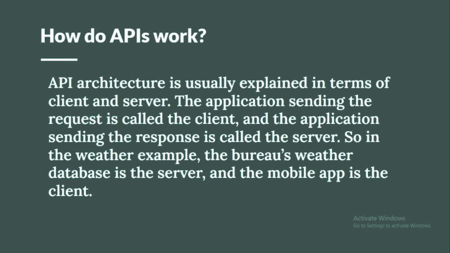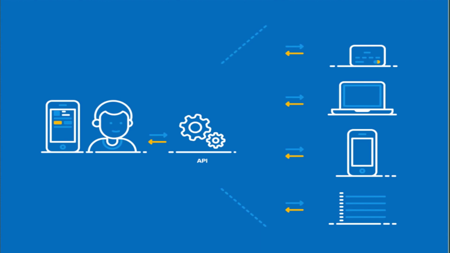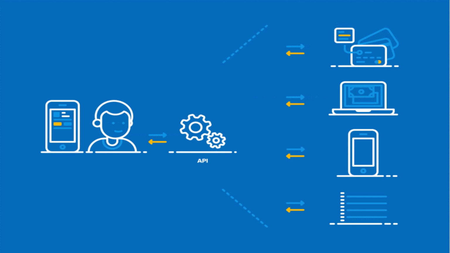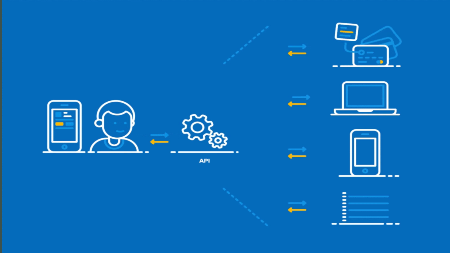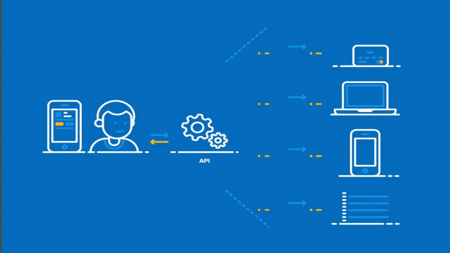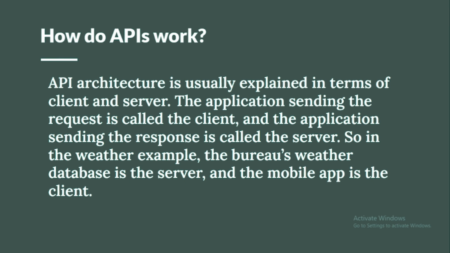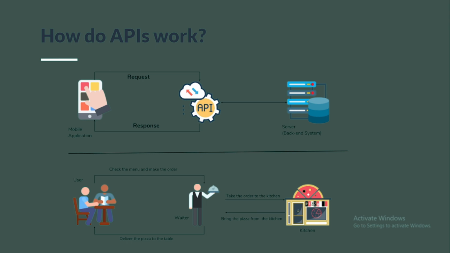API architecture is usually explained in terms of the client and server, as we have discussed. The application sending the request is called the client, the one actually asking for the data. The application sending the response is called the server. So in the weather example, the Bureau of Weather database server is the main server that gives the weather update, and the mobile app requests the data from the weather server, takes the response and populates it to the customer. So that is the client here.